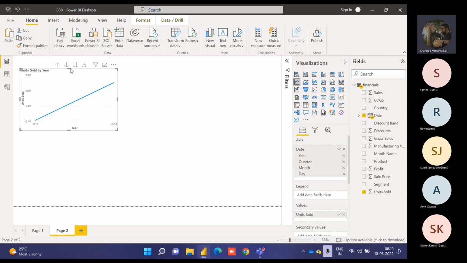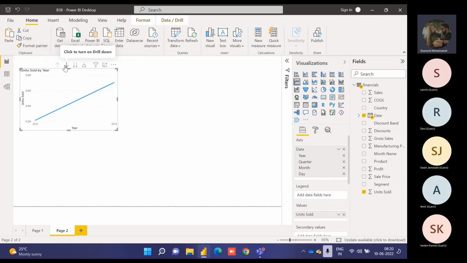The first one is drill up, and that is disabled currently. Why is it disabled? Because we are at the very first level here. Above here we don't have anything else. If I go to the next level, that is, if I am at the quarter level, then only the drill up icon would be enabled. Right now it is disabled.